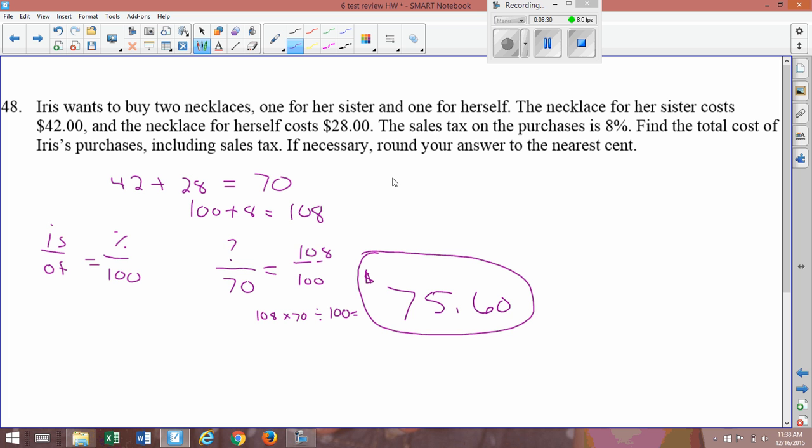Now I know that some of you like to do the 8% by itself, so you would have done 8 times 70 is 560, divided by 100 is $5.60, and then added that onto the 70. That works also.